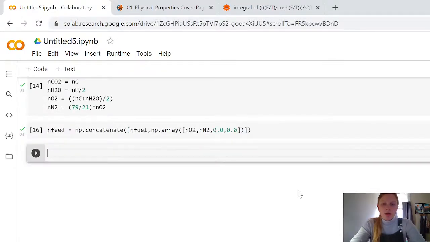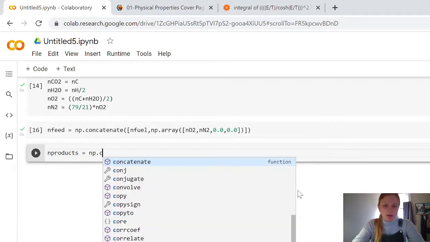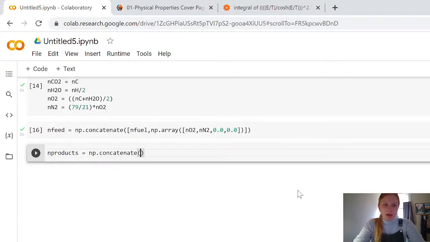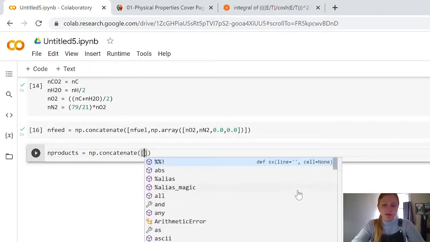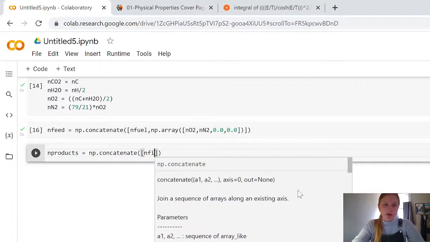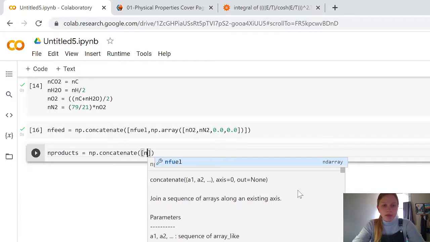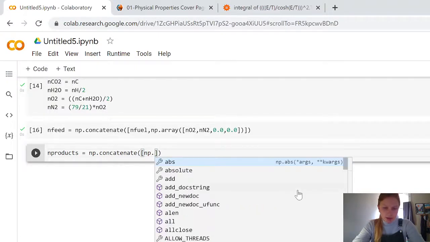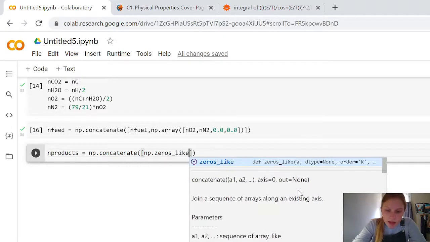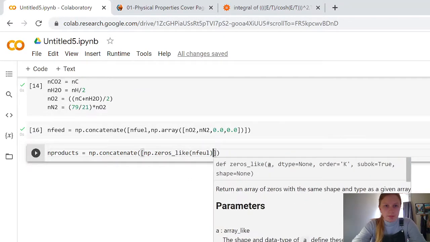Sweet. Next up, we want to do the same thing for the products. So I'm going to call this N products, and we're going to set that equal to NP concatenate. Now the fuel is going to be 0, but we want the size of the array to be the same as the other one, so we're going to do NP dot zeros for the fuel, but we want it to be like N fuel.